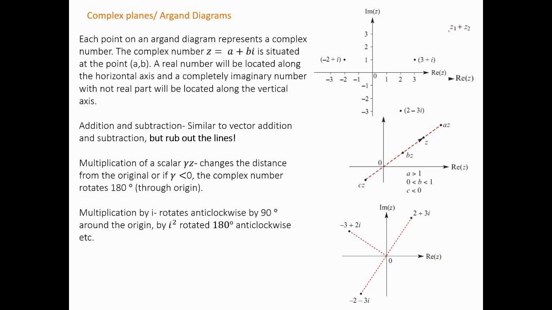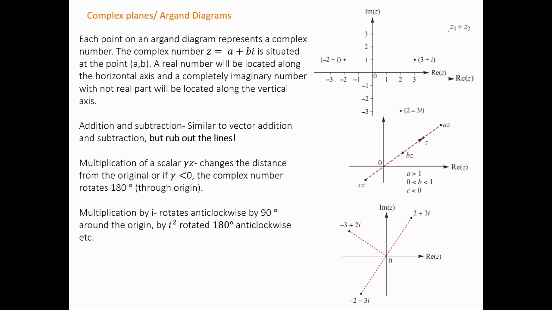You can see that AZ, where A is greater than 1, is in the same direction as z, just extends its length. BZ, where B is a number between 0 and 1, shrinks it. And because C is less than 0, the minus part will rotate z 180 degrees, and depending on what C is, if it's 1, 2, 3, 4, or 5, etc., that will change the length from the origin of CZ.